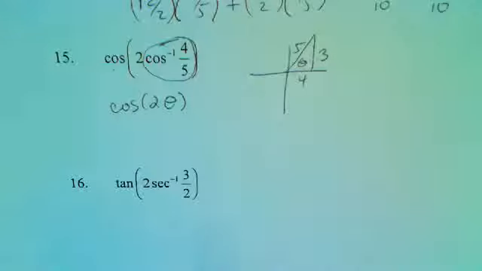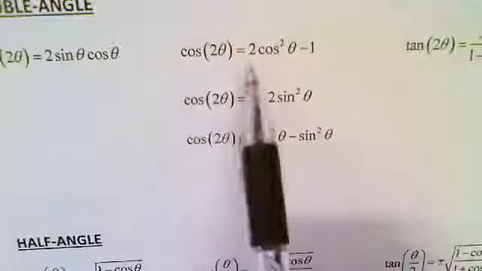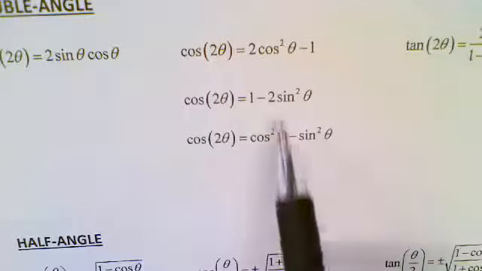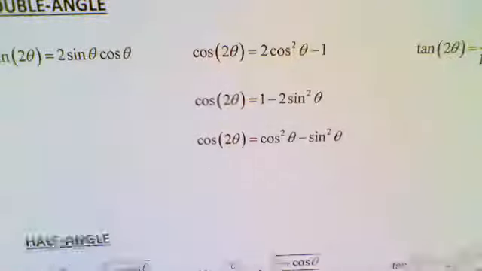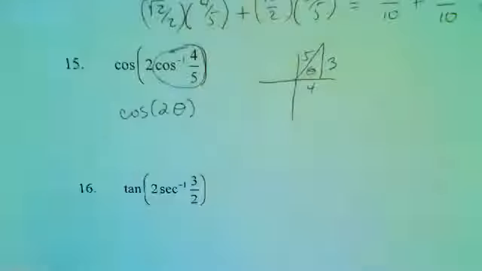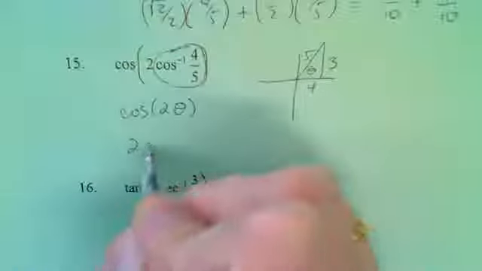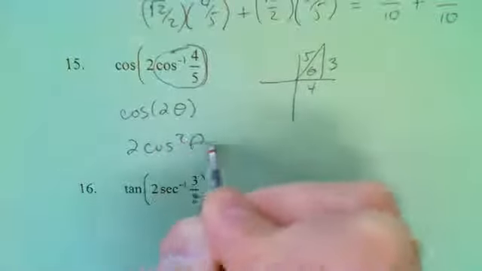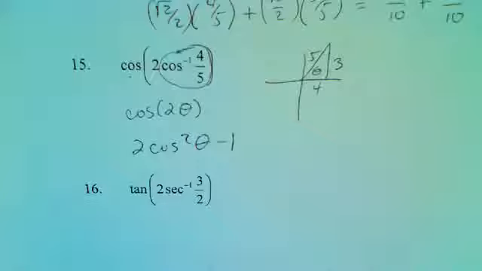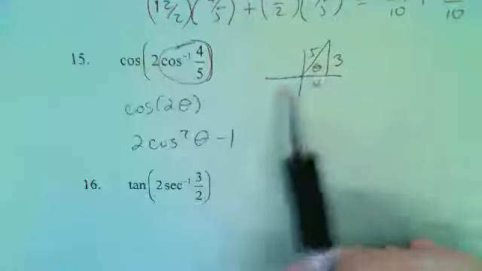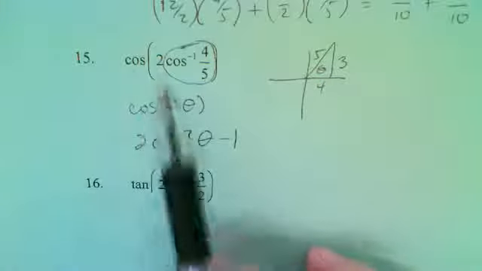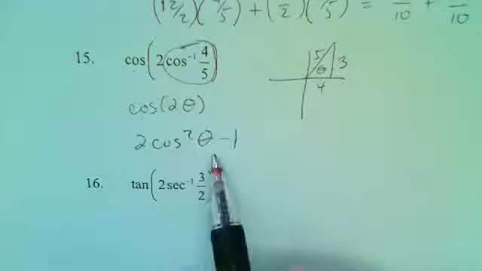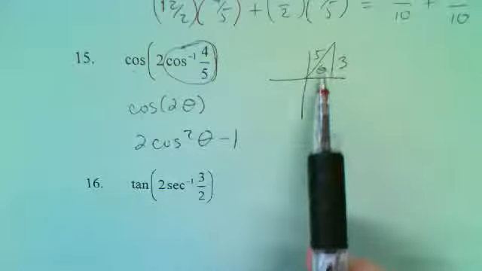So when you go to your formulas, remember the cosine of 2 theta has 3 different formulas you could use. It doesn't matter which one you use. I'll use the 2 cosine squared theta minus 1. It really doesn't matter which one you use. So I drew my picture. I know I'm looking for the cosine of 2 theta. That's the formula for 2 theta. Here's my picture of theta.